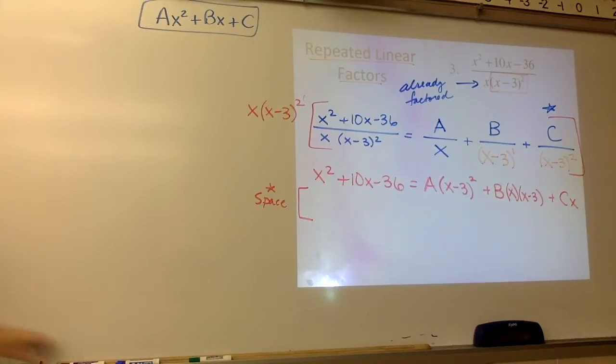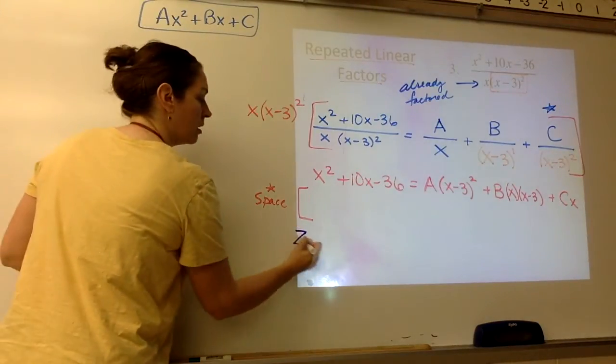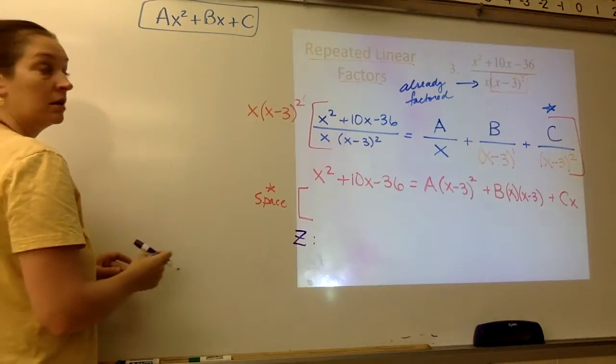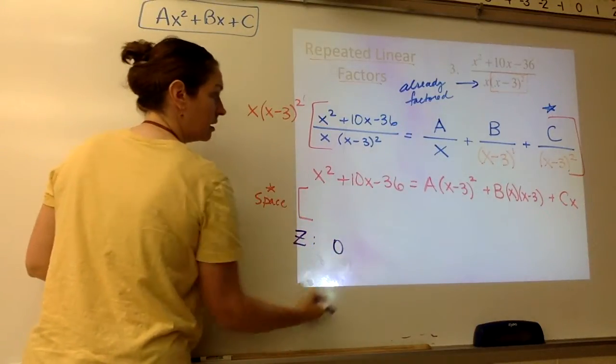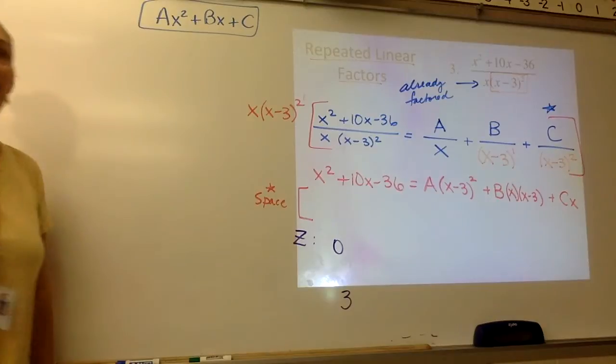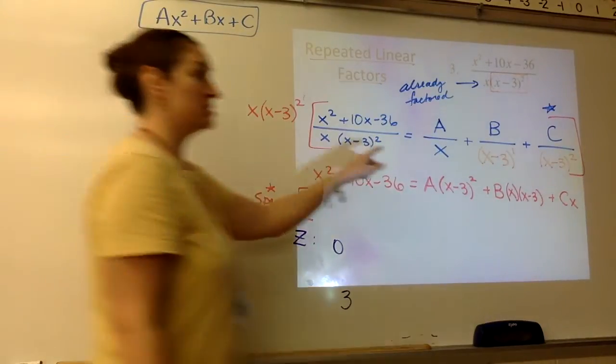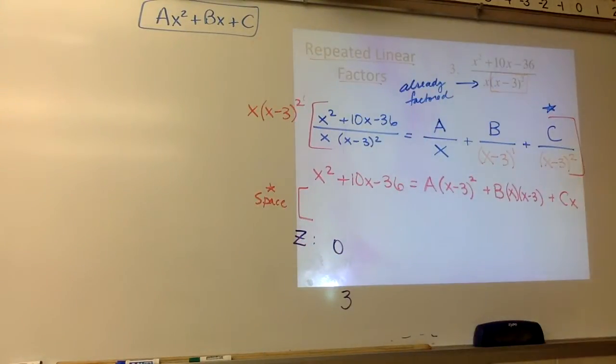All right, so my next step is to go to zeros. What are my zeros? 0 and 3. This is how I know I had to leave a space. How many fractions do I have? 3. I have 3 unknowns, A, B, and C. How many zeros do I have? 2. Well, if I plug in, I'm only ever going to get 2 variables, right? One of them is not going to be solved for, and I don't have any more zeros to plug in to get the other ones. That's how you know you have to leave a space.